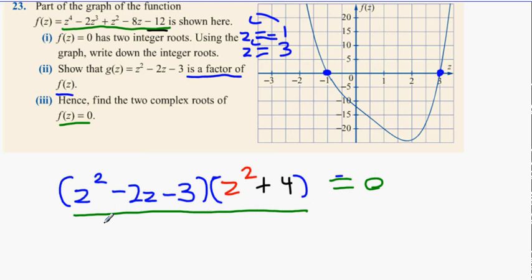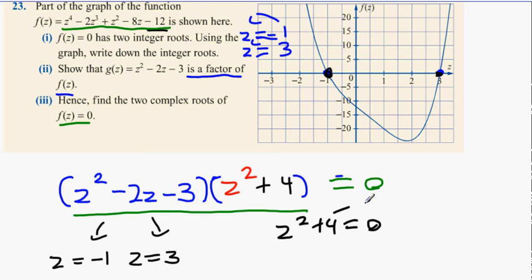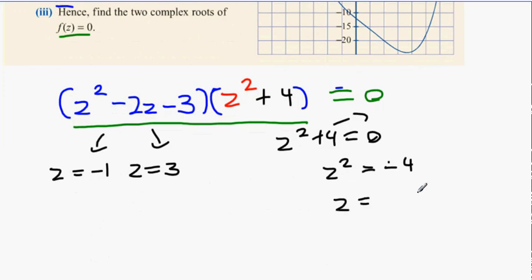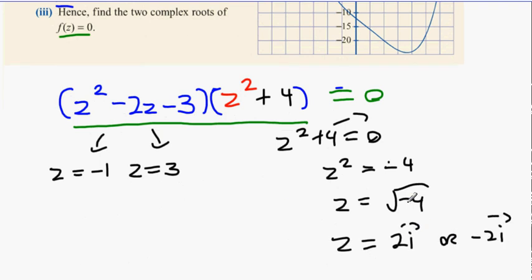We already have solved this, and what we get is our two real roots. We get z equals -1 and z equals 3. Now we have to solve this one here, so we're going to get z squared plus 4 equals 0. We're going to get z squared equals -4. Z equals the square root of -4. So z equals 2i or -2i. Alright guys, so that's 19, 21 and 23.